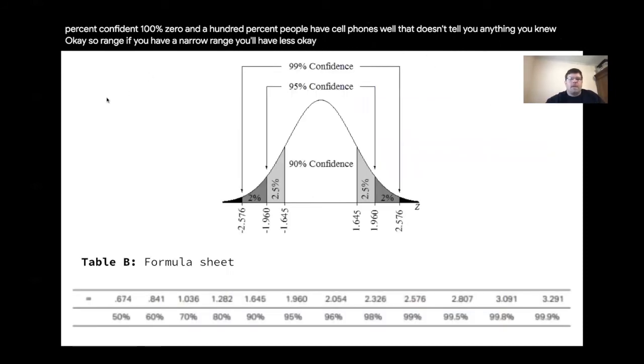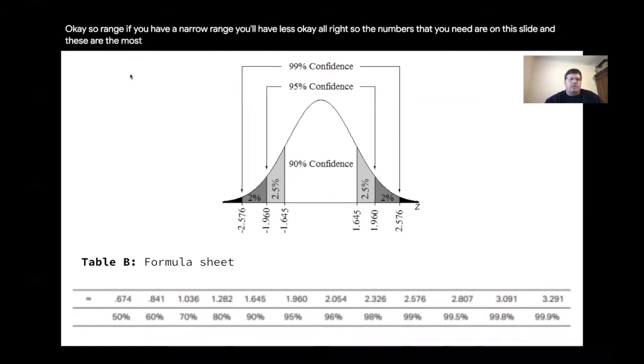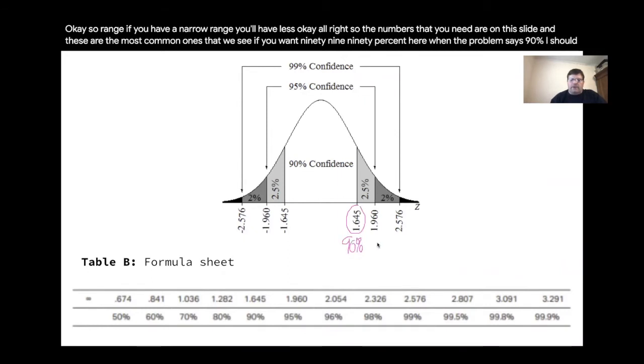All right, so the numbers that you need are on this slide. These are the most common ones that we see. If you want 90% here, when the problem says 90%, I should probably write these down too.